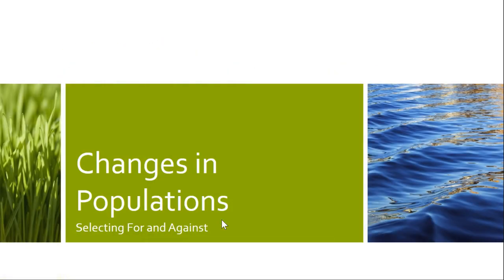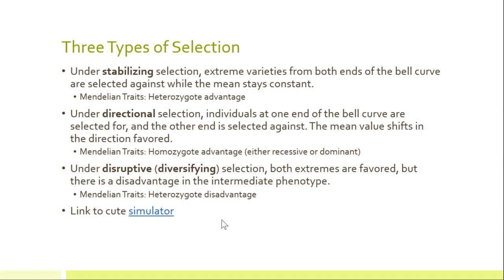Okay, now let's talk a little bit about changes in populations. You can select for traits and you can select against traits. Okay, and that's a very important difference. There are 3 types of selection, right? The way selection goes ultimately, and we'll talk about some other types too in just a second, but when we're talking about, like, if you have a bell curve of something, right?